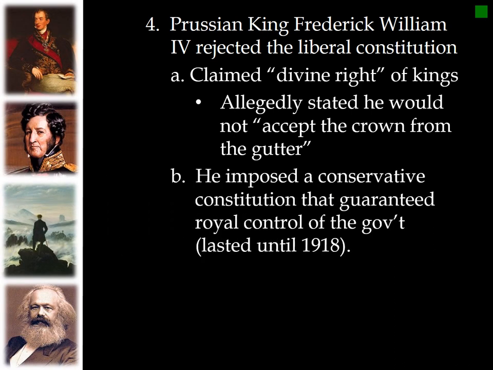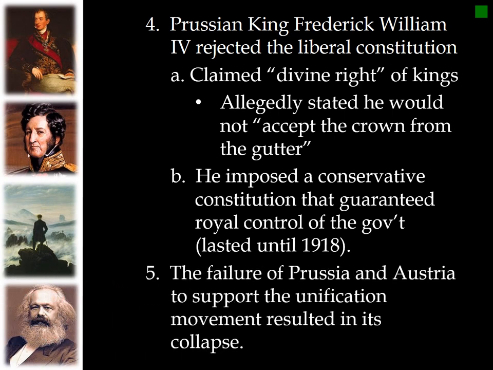He imposed instead a conservative constitution throughout Prussia that guaranteed royal control of the government. This constitution will last until 1918, even after Germany finally does unify. When Germany does unify in 1871, they will do so with a staunchly conservative constitution with a very powerful authoritarian Kaiser or emperor.